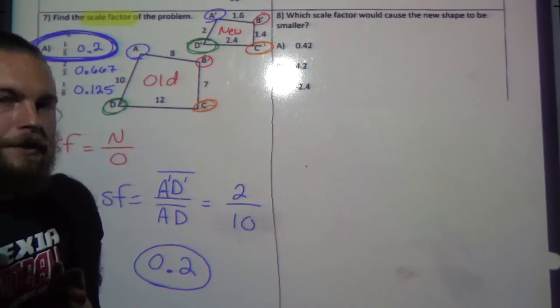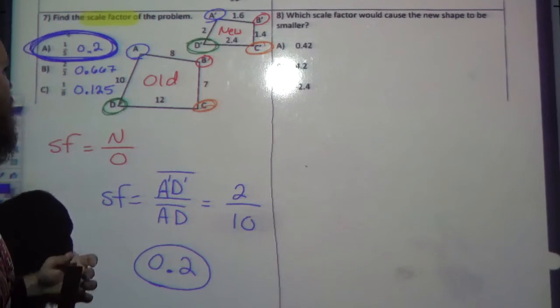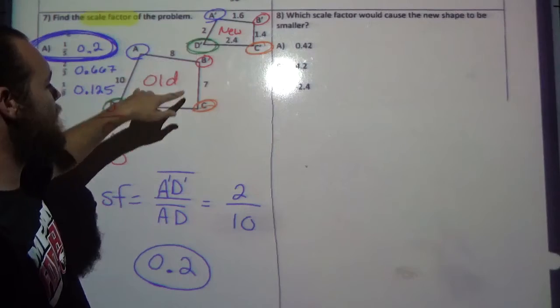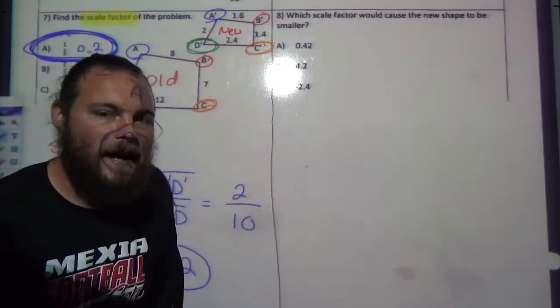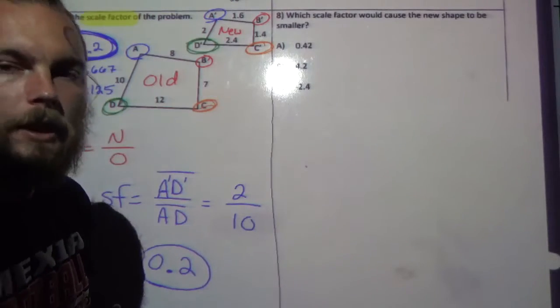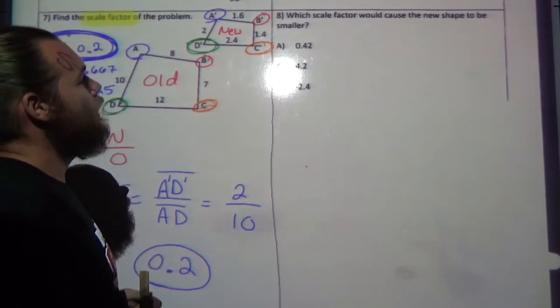Calculating scale factors. You're going to have this on your work. You have to find two corresponding sides that both have values. In this problem, all of the sides have that, so you didn't have to worry too much. All right, number 8.